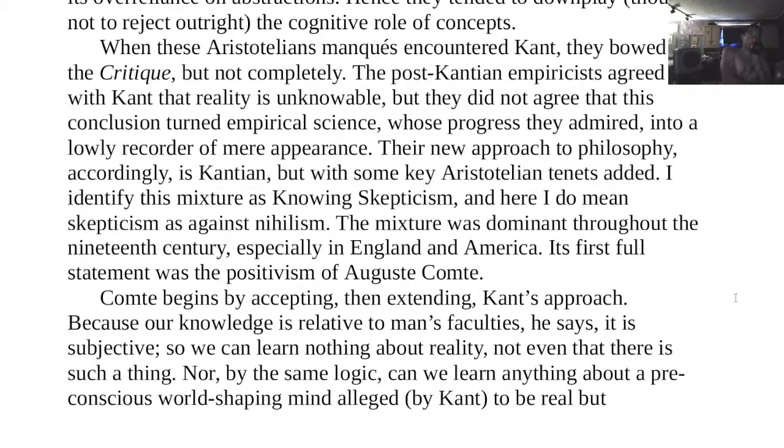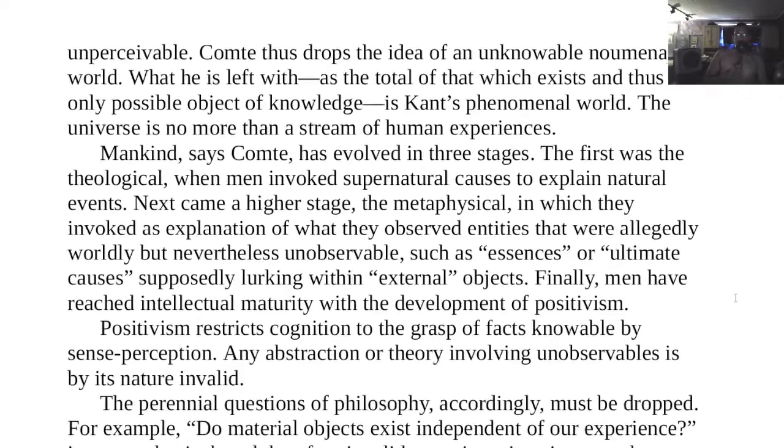Nor by the same logic can we learn anything about a preconscious world-shaping mind alleged by Kant to be real, but unperceivable. Comte thus drops the idea of an unknowable noumenal world. What he is left with is the total of that which exists, and thus the only possible object of knowledge is Kant's phenomenal world. The universe is no more than a stream of human experiences. Mankind, says Comte, has evolved in three stages.